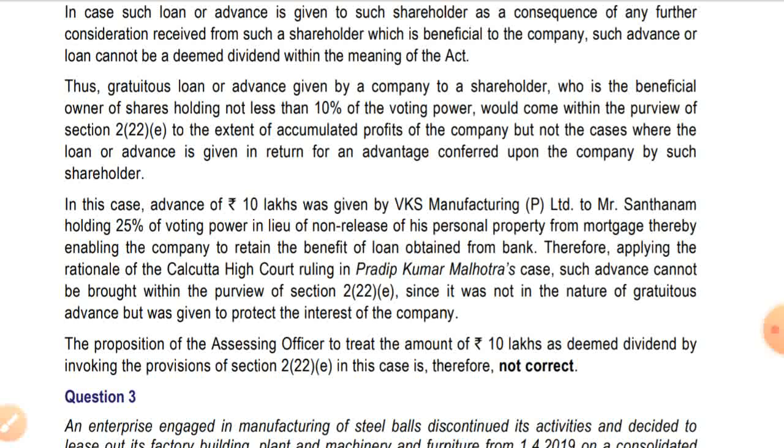Santhanam holding 25% voting power in lieu of non-release of his personal property from mortgage, thereby enabling the company to retain the benefit of the loan obtained from the bank. Therefore, applying the rationale of the Calcutta High Court ruling in Pradeep Kumar Malhotra case, such advance cannot be brought within the purview of section 2(22)(e) since it was not in the nature of a gratuitous advance but was given to protect the interest of the company. The proposition of the assessing officer to treat the amount of rupees 10 lakh as deemed dividend by invoking the provision of section 2(22)(e) in this case is therefore not correct.